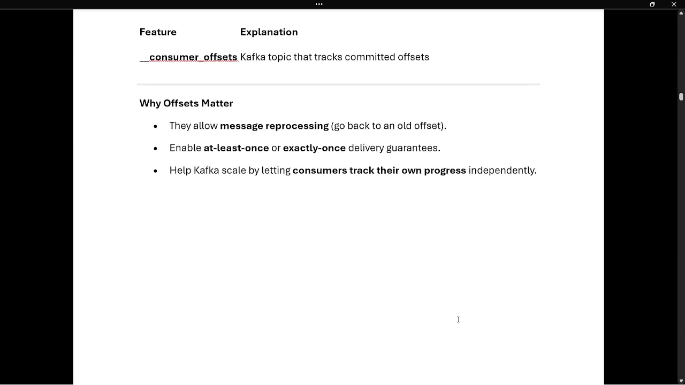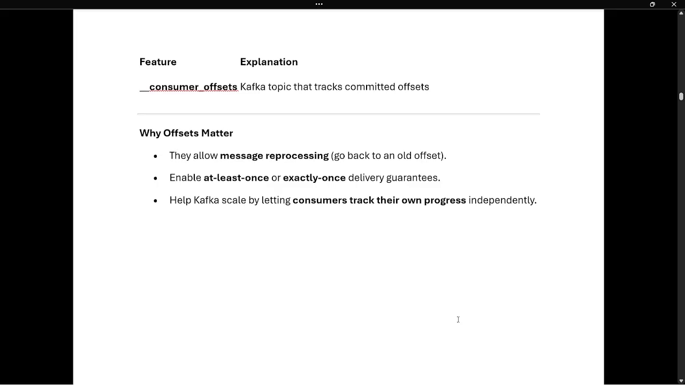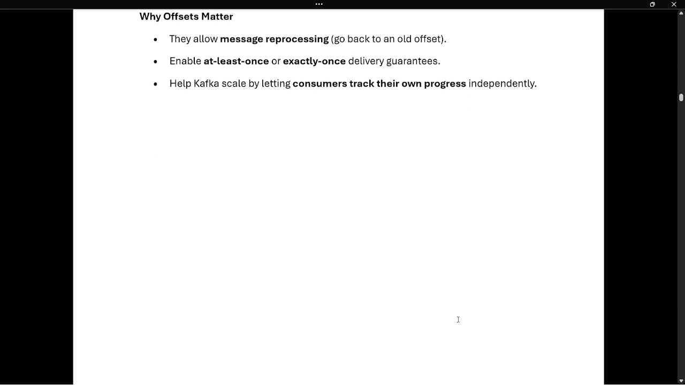So why do offsets matter? They allow message reprocessing, going back to an old offset, or enable at-least-once or exactly-once delivery guarantees. And Kafka helps by letting consumers track their own progress. That's why we are using Kafka offsets.